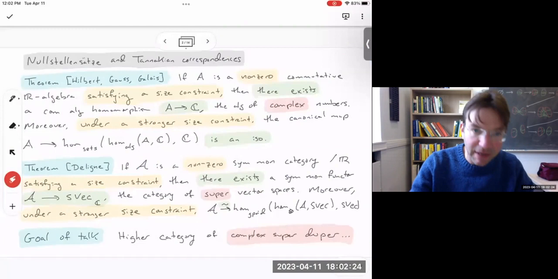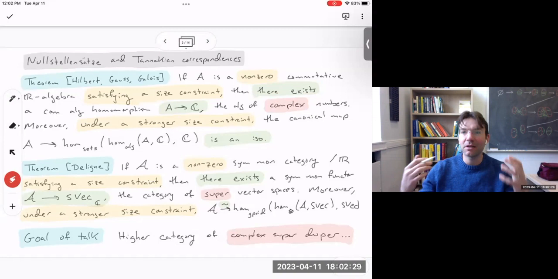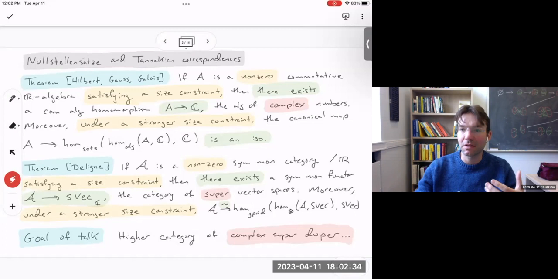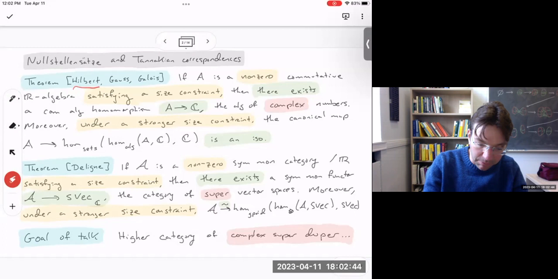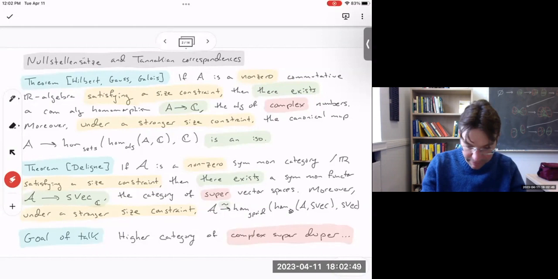I want to dive in and give you the main goal of our work. Let me tell you two theorems that are the zeroth and first statements that I want to generalize. The first theorem is basically due to Hilbert, and it is Hilbert's Nullstellensatz.